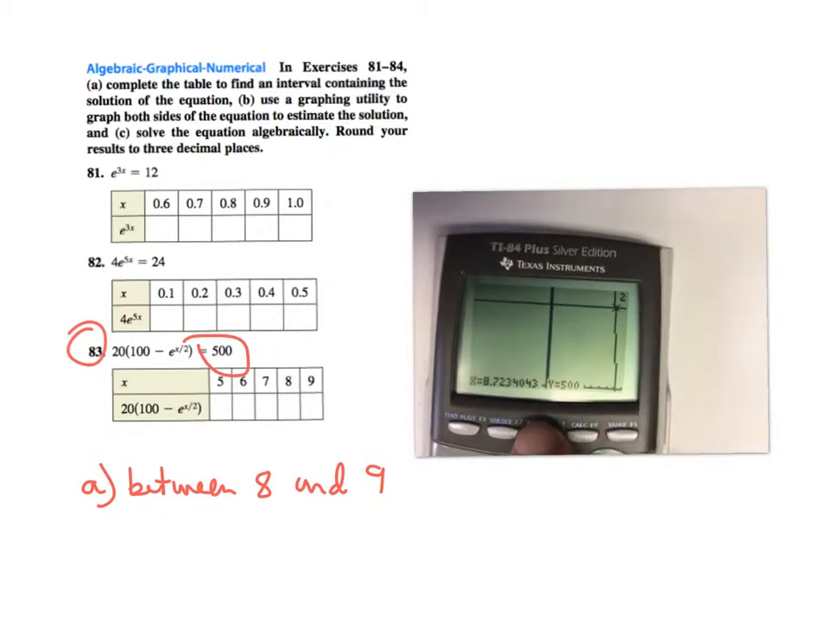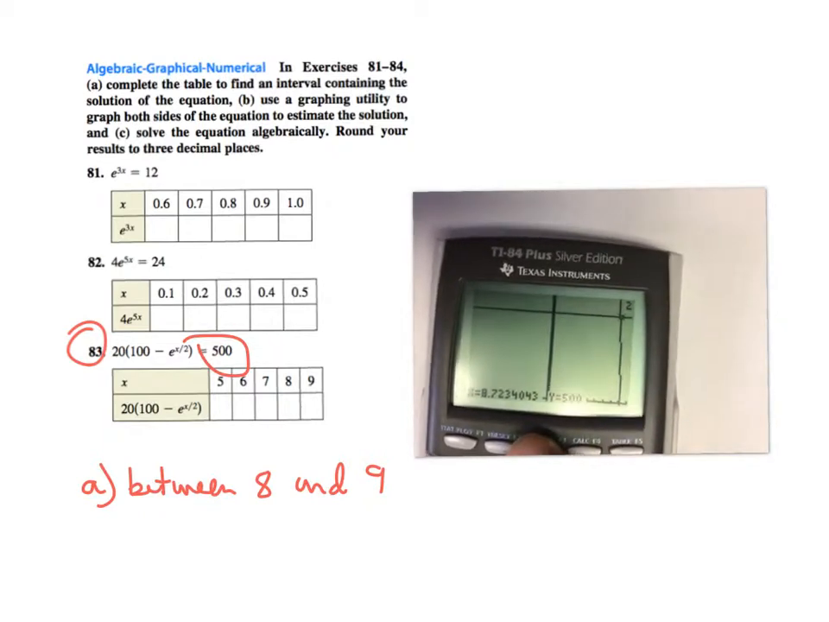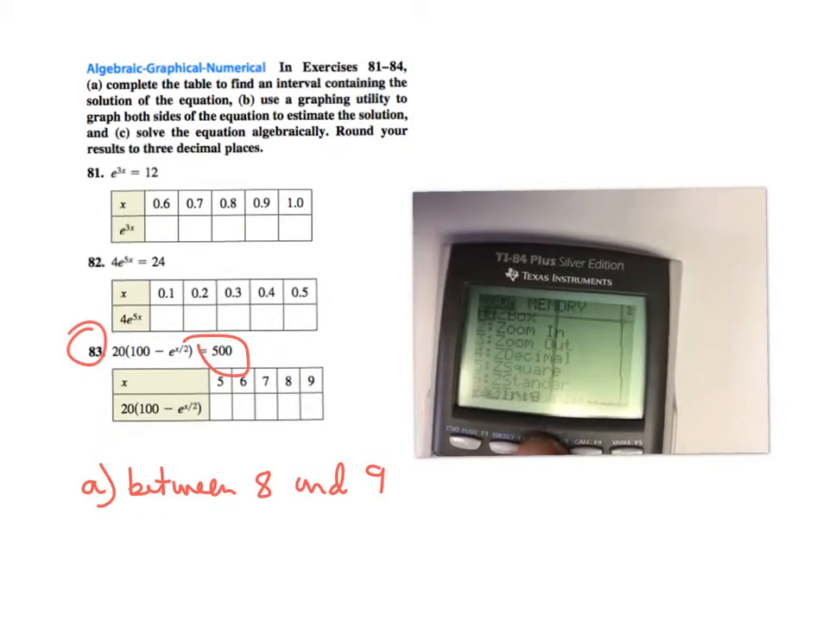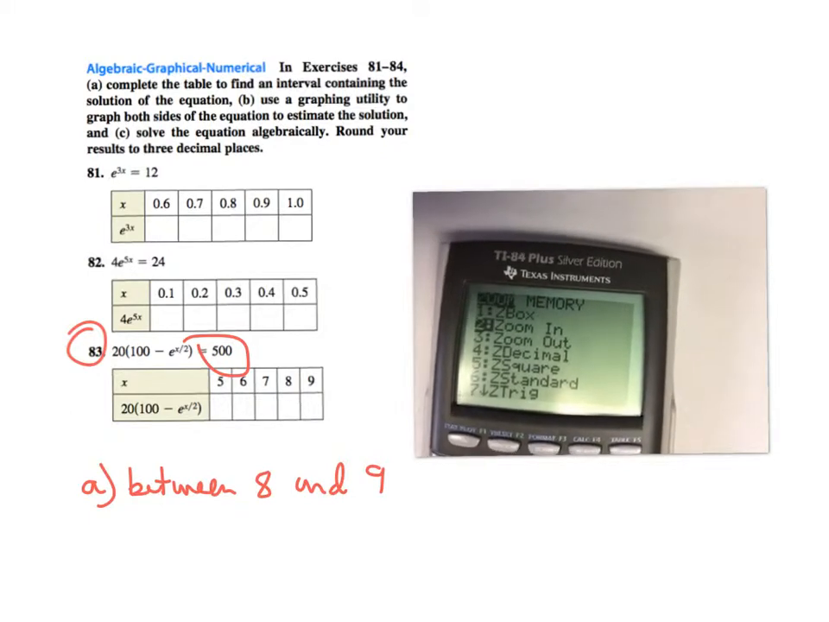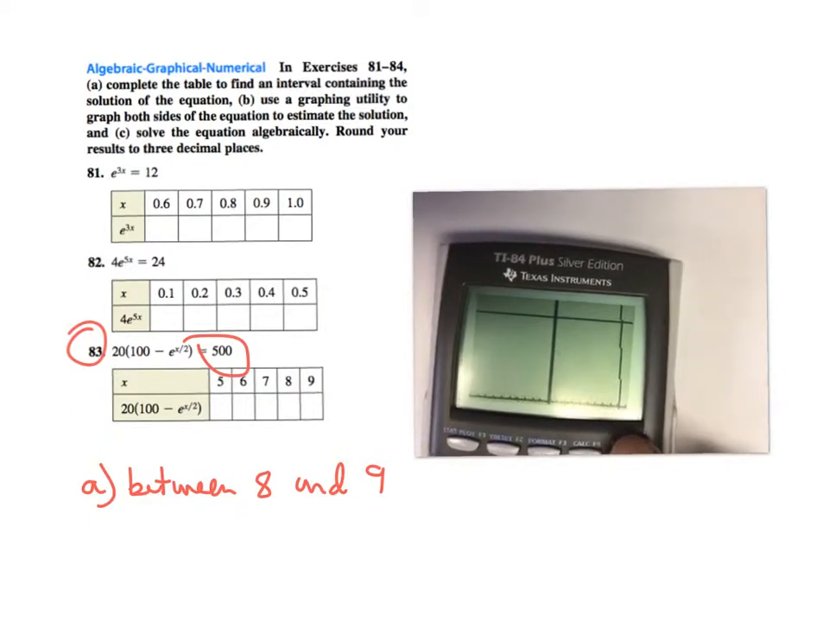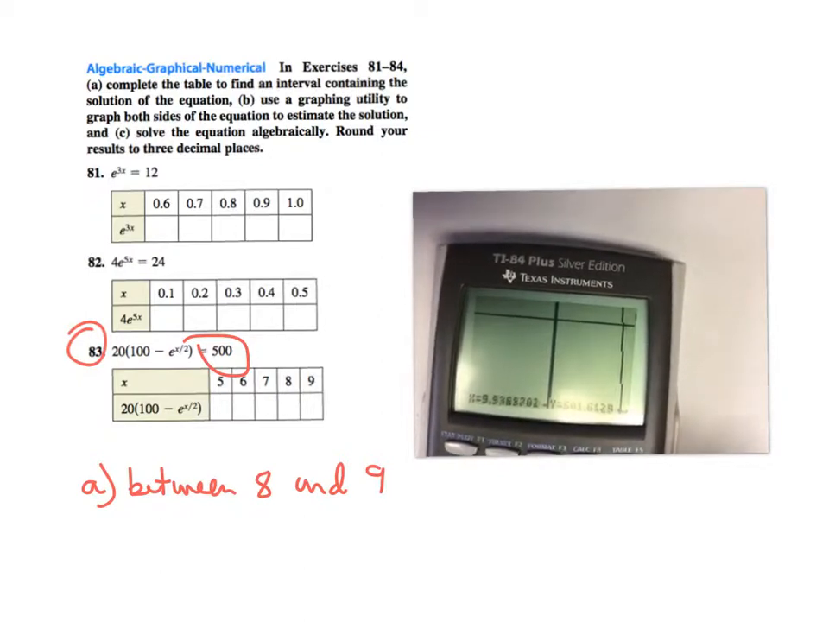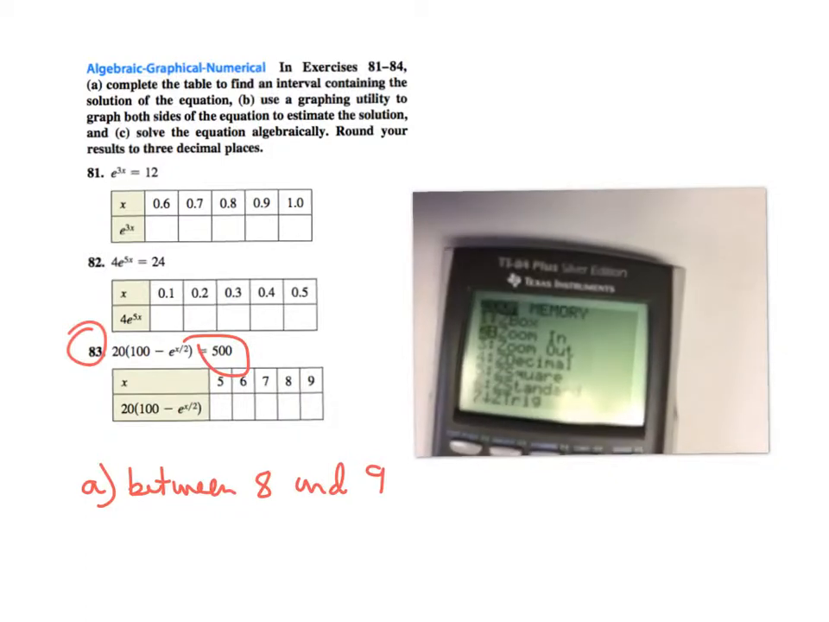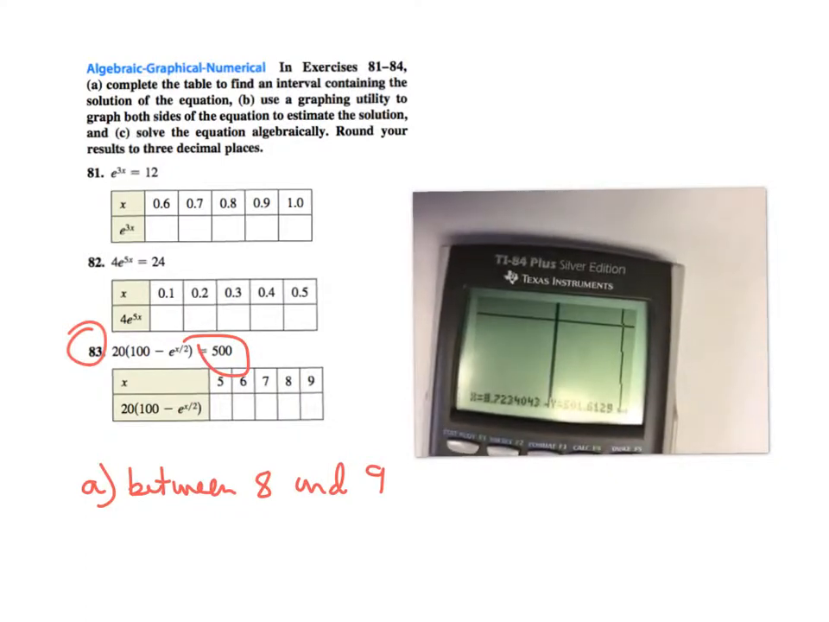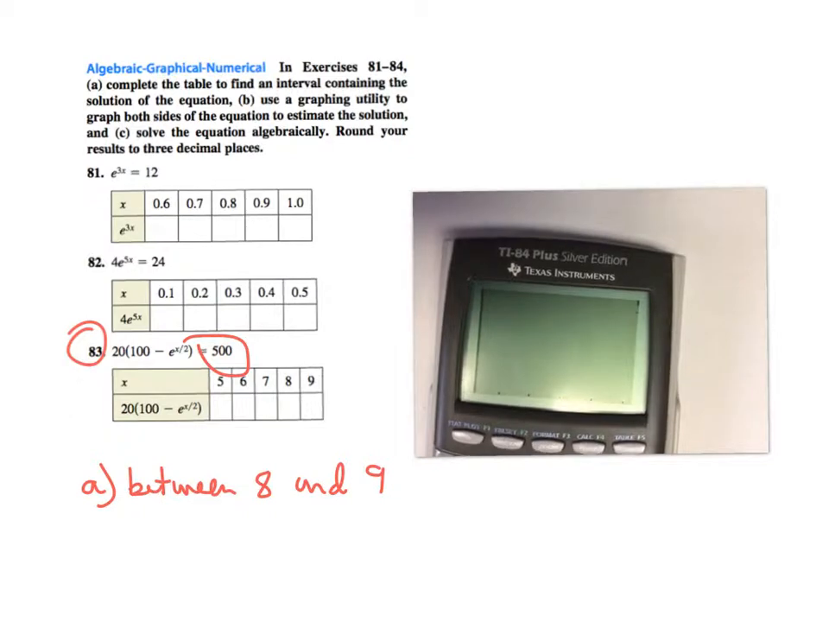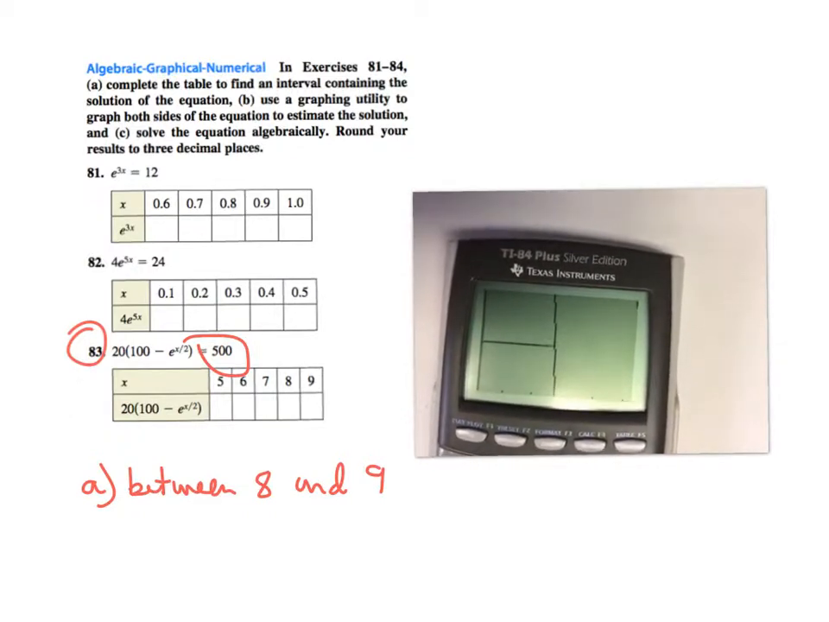I could actually zoom and trace, so I'm going to try that. Zoom, I'm going to zoom in, and I'm going to go over to that area. I'm going to hit enter. Whoops, let's try that again. I think I hit a second button. Zoom in. I'm going to go over to that area right in there, and I'm going to hit enter, and it's going to zoom in closer to that, and I can actually get a better feel for the value.